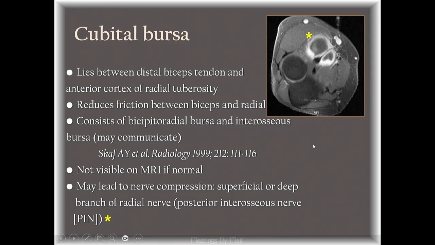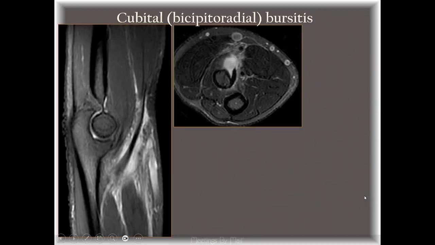Interestingly, when it's this big, it can lead to compression of a branch of the radial nerve called the posterior interosseous nerve, or PIN, which is sitting right here. You could see how if there's something sitting there, a space-occupying lesion, it can compress this nerve. That has its own clinical presentation.